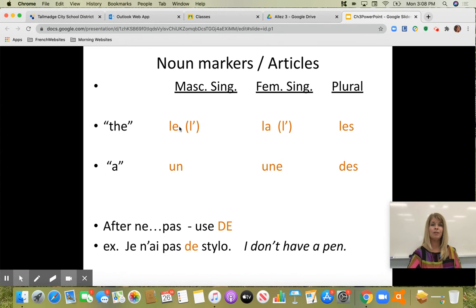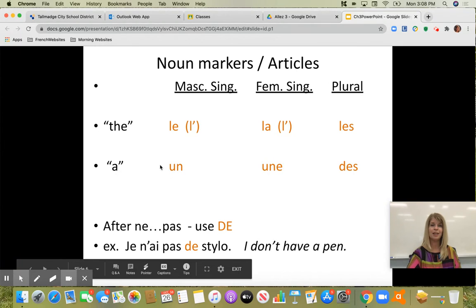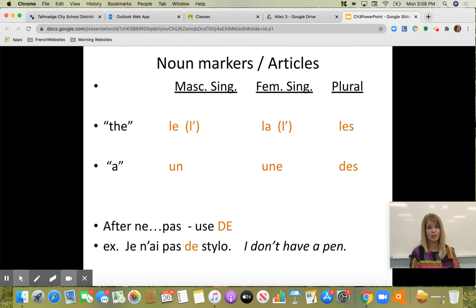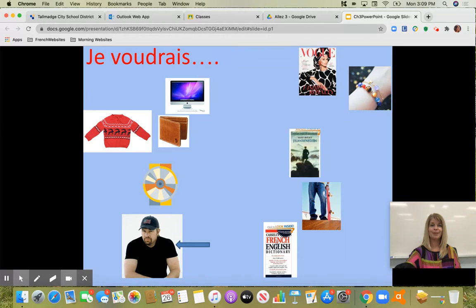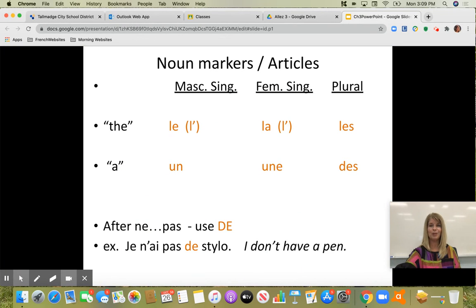Now, none of these are to be used after a ne pas sandwich. Instead, they all go away, and they're used when we use de. And again, if the next word begins with a vowel, we'll actually get rid of the e in de and put an apostrophe. So, for example, if you want to say, I don't have a pen. Je n'ai pas de stylo. Je regrette. Je n'ai pas de stylo. All right, and that's the second étape, which we'll do in another video.